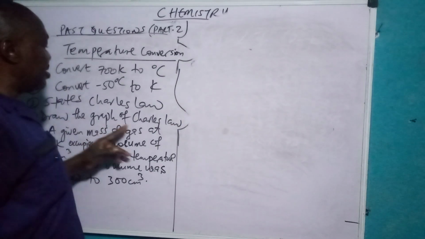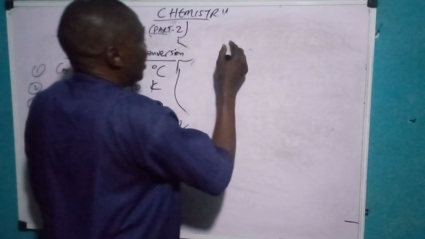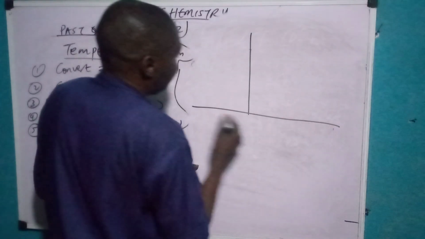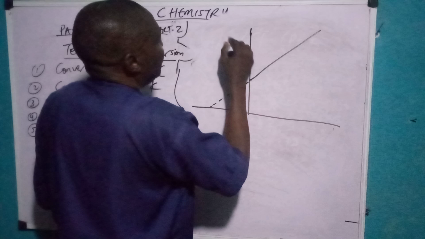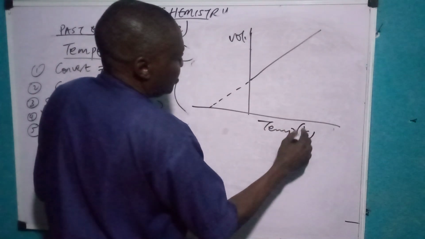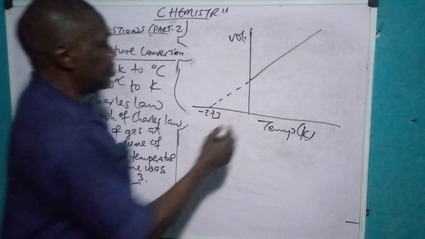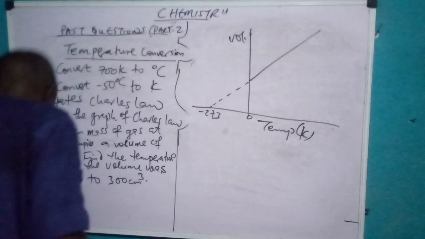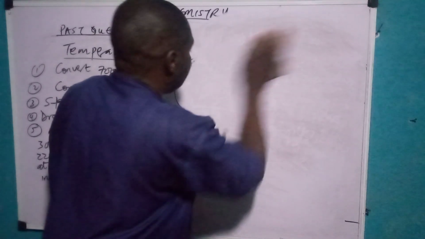Then the second to the last one: draw the graph of Charles' law. We have the graph of Charles' law like this. You start from here with a broken line, then a straight line. This is volume, and this is temperature in Kelvin. Remember this minus 273, which is also called absolute zero. Absolute zero is the temperature below which no gas can go. So this is the graph of Charles' law.